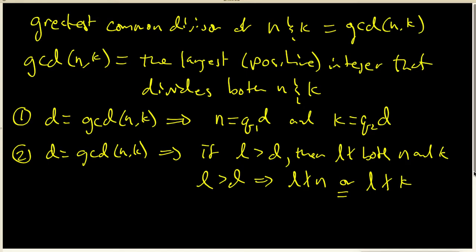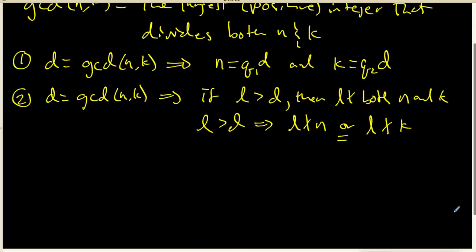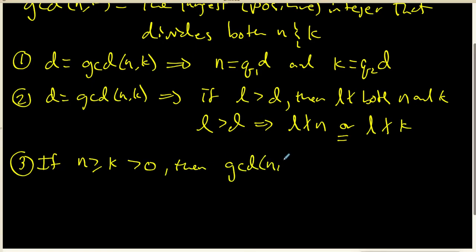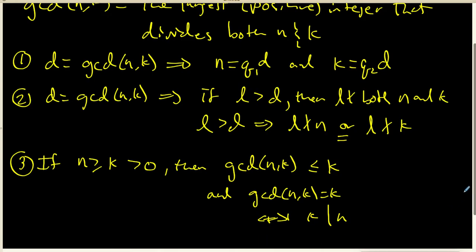There are some other facts about GCDs that I kind of want to review very quickly. If n is strictly bigger than k and they are both positive, then the GCD of n and k has to be less than or equal to k, and in this particular case, the GCD of n and k will equal k if and only if k divides n.